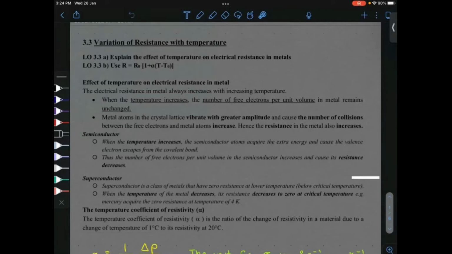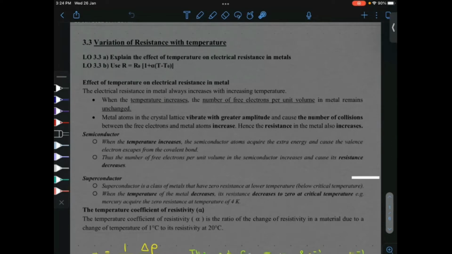So for your 3.3, we have variation of resistance with temperature. So kita nak tengok how does your resistance vary with temperature. Okay, so kita ada dua learning objective here. Explain the effect of temperature on electrical resistance in metal and also use the equation R equals R naught (1 plus alpha (T minus T naught)).